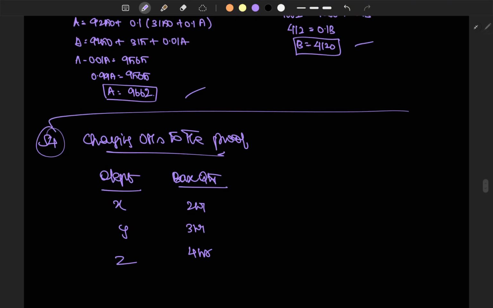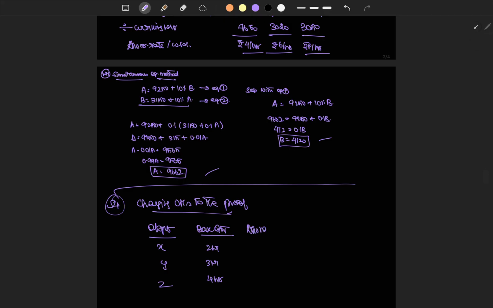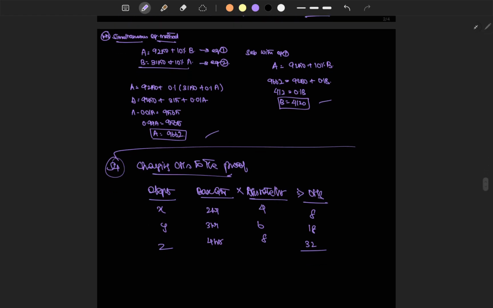Okay, and then we have the absorption rate, right? We found the absorption rate per hour, which gives us the overheads. Absorption rate per hour is 4, 6, 8, so 8, 18, 32. 8 plus 18 plus 32 gives us 58. So every one product takes 58 rupees of overheads. So this is what we found here.